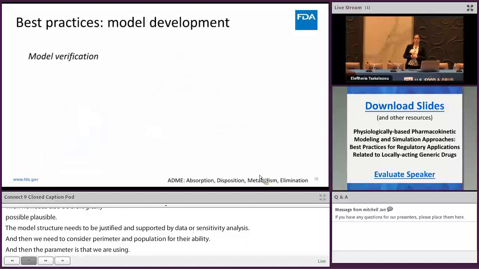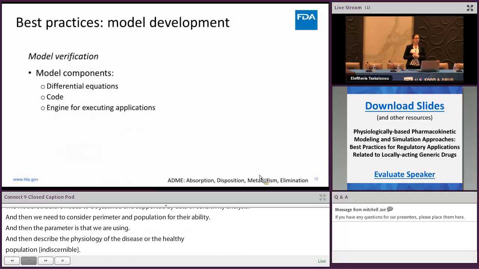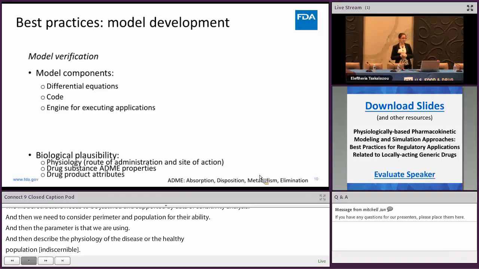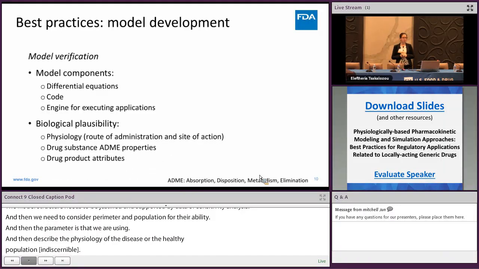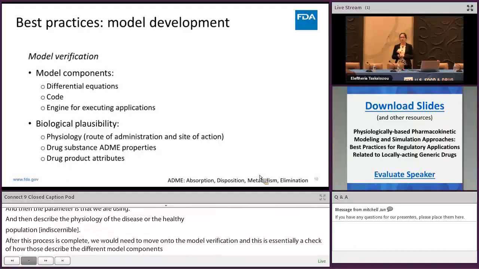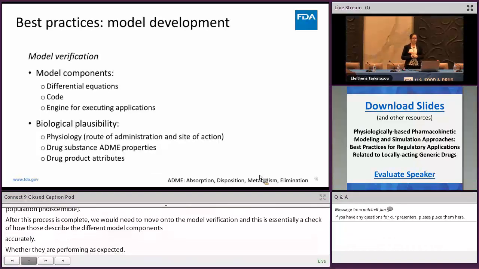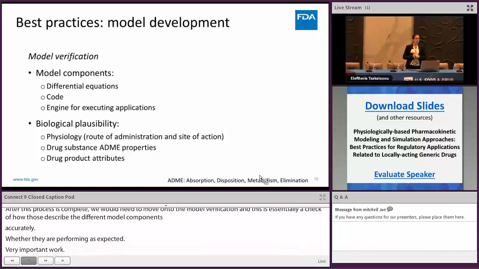And after this process is complete, we will need to move on to model verification. And this is essentially a test, a check of how differential equations and code describe the different model components accurately, and whether the engine that we are running the model is performing as expected. A very important part of model verification is biological plausibility. We need to check whether the physiology, the route of administration or the site of action, the drug substance ADME properties, and the drug product attributes are accurately represented in the model.